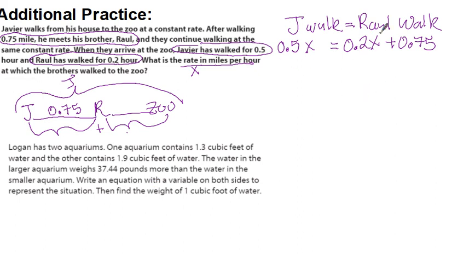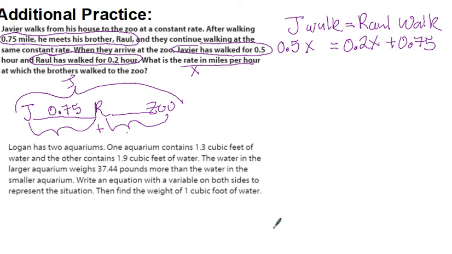Alrighty, I'm going to have you guys solve this. I'm going to let you decide which way you want to solve it. You either can multiply and get rid of the decimals or not, okay? But either way, I'm leaving this blank now that it's set up for you, and you guys need to solve this. All right, Logan has 2 aquariums. One aquarium contains 1 3/10 cubic feet of water, and the other contains 1 9/10 cubic feet of water. The water in the larger aquarium weighs 37.44 pounds more than the water in the small aquarium. Write an equation with a variable on both sides to represent the situation. Then find the weight of 1 cubic foot of water.